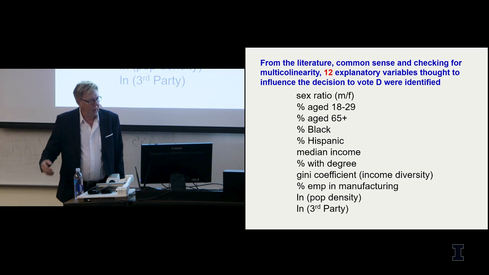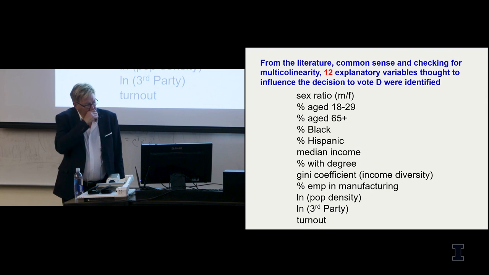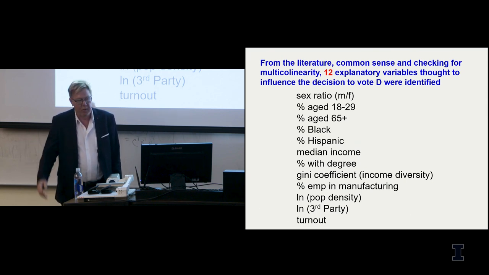Population density, which separates the rural areas from the cities. And third party vote, okay? So this is here as an influencer in the covariates, because what we want to know is, if you voted for a third party, does it actually detract more from the Republican Party or the Democratic Party? And then finally, turnout, again, as an influencer, perhaps, of the outcome of the vote. So if turnout's high, does it favor the Republican Party or the Democratic Party, et cetera, right?